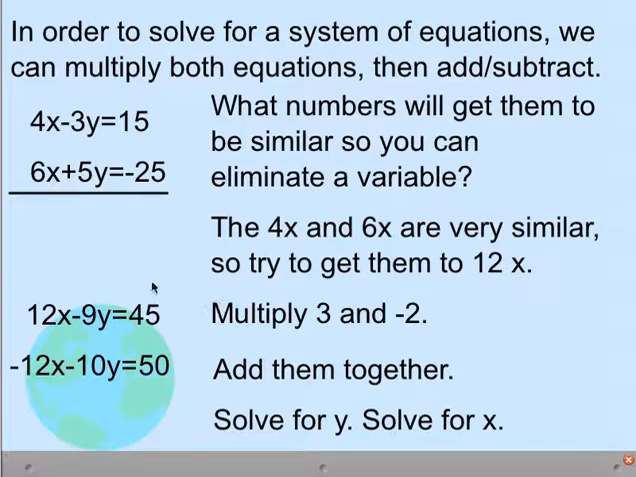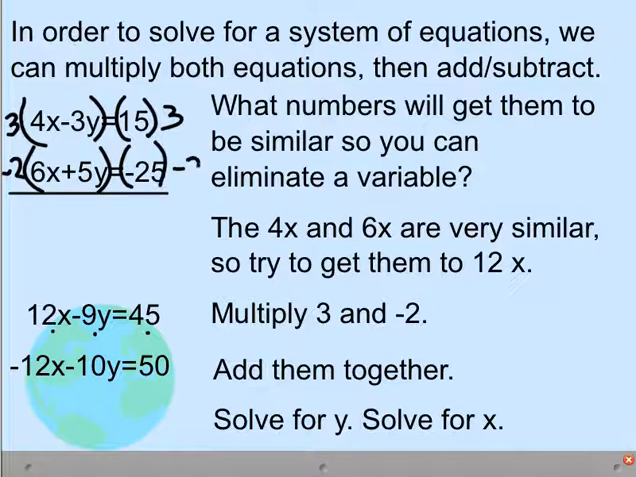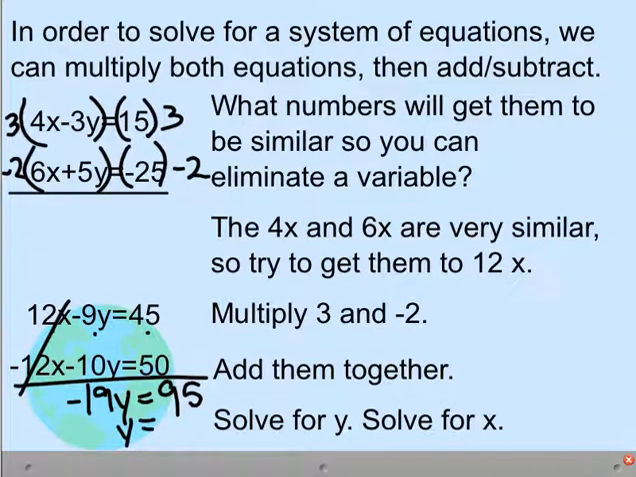Well, if I multiply the top equation by 3, I'm going to get 12x minus 9y equals 45. And then I would have to multiply the bottom equation by negative 2. This will give me opposites so that I have a 12x and a negative 12x. So that when I add them up, I get rid of the x's, and I have a negative 19y is equal to 95, which means that y is equal to 5.